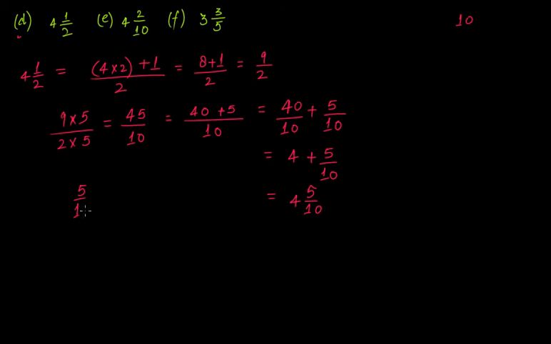5/10 means what? 5/10 means that at the 10th place you have 5. So how will you write this? If you are told that at the 10th place you have only 5 and nothing else, no ones, no tens and all, how will you write it? That will be 0.5, right? After the decimal point comes the 10th place and at the 10th place we have 5. So this is 0.5. Therefore this will be written as 4.5.